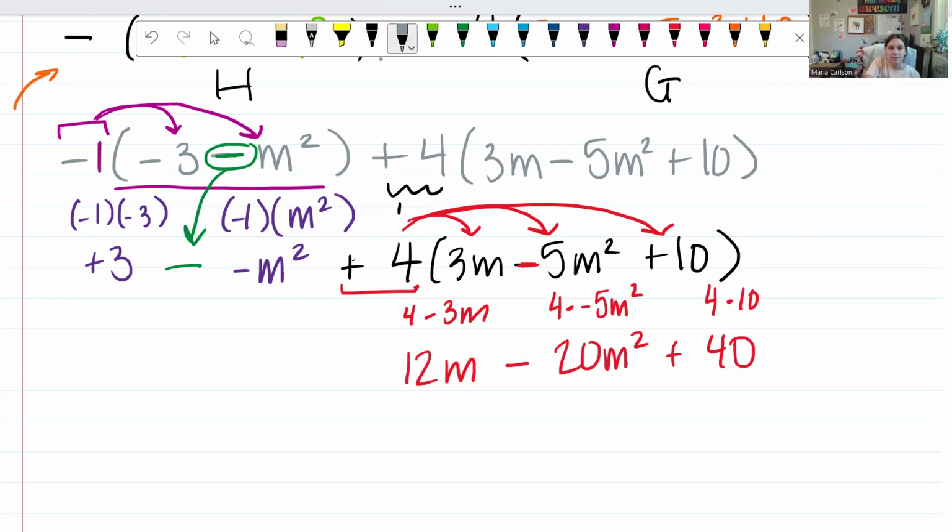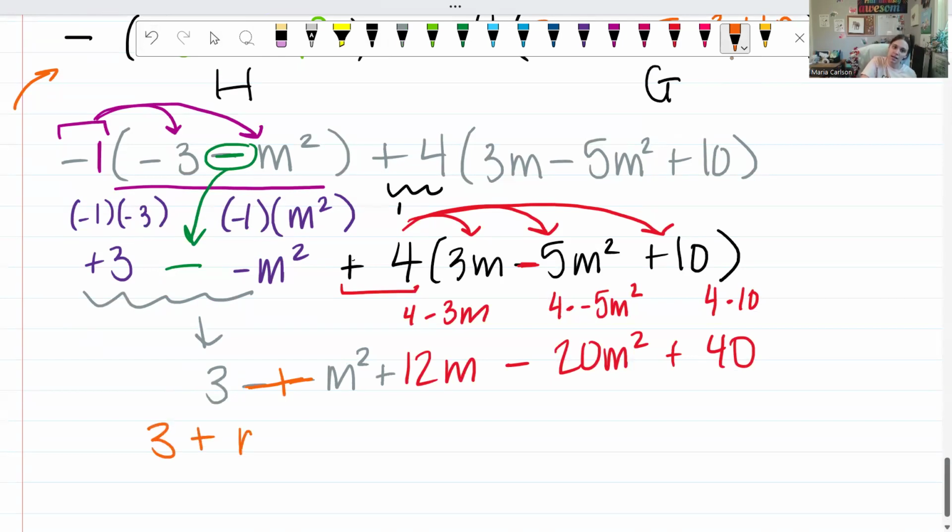We still have this plus 3, which really I don't need the positive sign in front. It's just 3. 3 minus negative m squared. And this 12m is positive, so I'm going to put a plus sign in between the negative m squared and the 12m. Now notice we have this minus a negative. Anytime you're subtracting a negative, that just becomes a positive. So now this is 3 plus m squared plus 12m minus 20m squared plus 40.